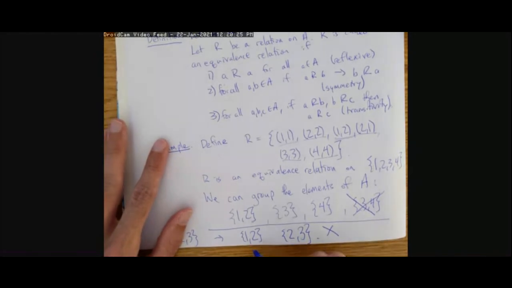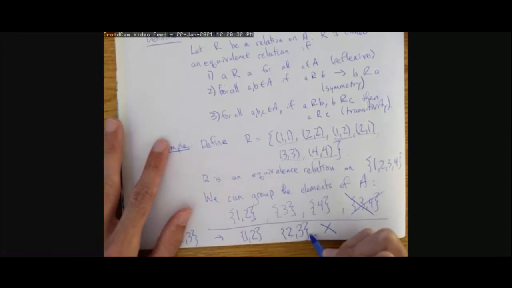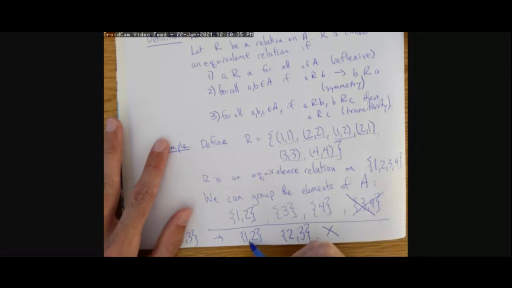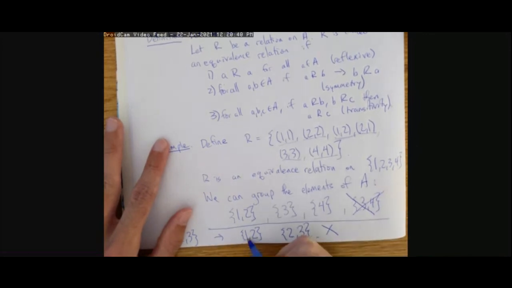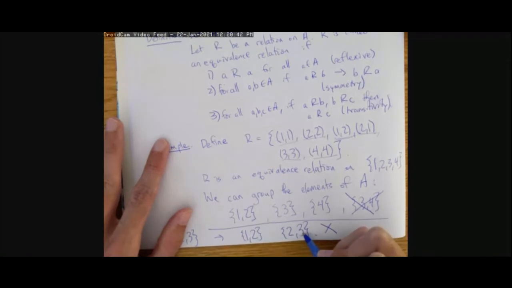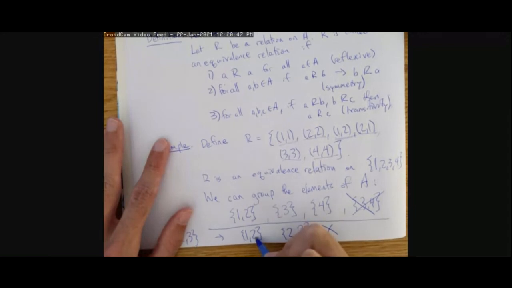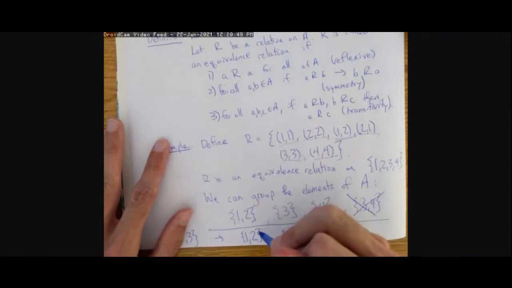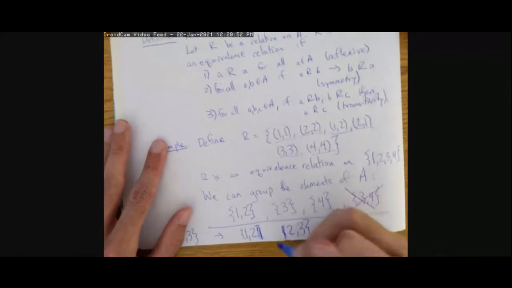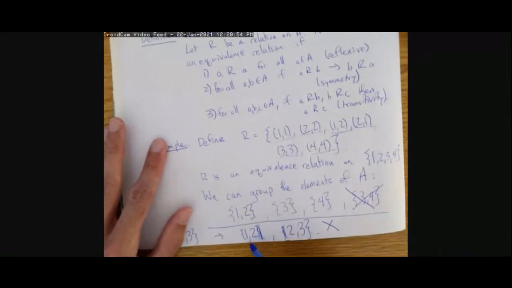Because this being an equivalence class means that 1 is related to 2. This means that 2 is related to 3. And by transitivity, since 1 is related to 2 and 2 is related to 3, it would mean that 1 is related to 3. Because these two equivalence classes overlap in 2, they actually have to be the same. So it really has to be the equivalence class {1, 2, 3} altogether.